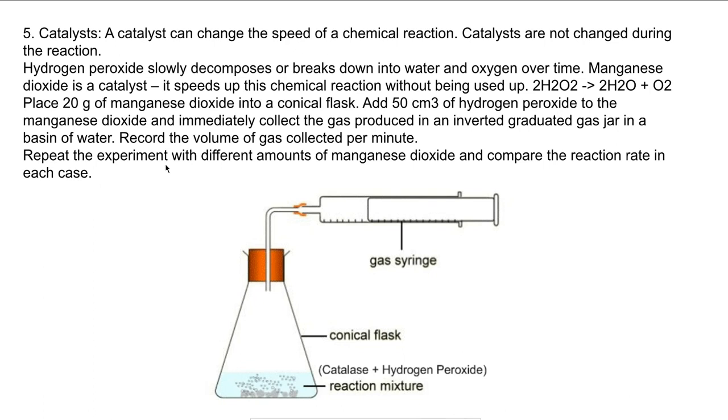So if you add a lot of manganese dioxide, if you were to add 50 grams, you'll get a very fast reaction. You get a steep line. Compare that to if you add a small amount. So we are specifically using a catalyst here, which is a chemical to speed up a chemical reaction.